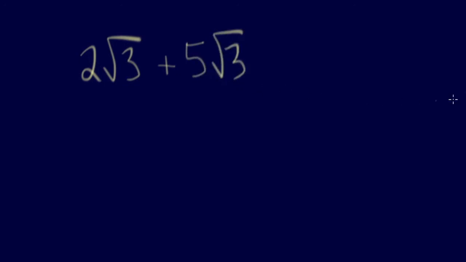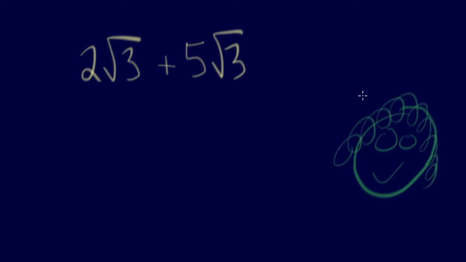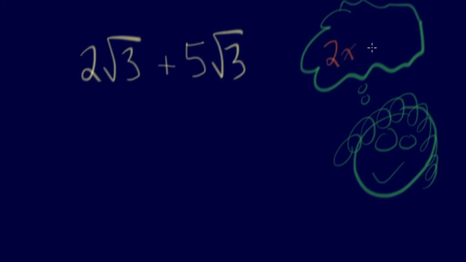Let's start off nice and simple. Let's just say that you had 2 root 3 plus 5 root 3. I want you to think of the root 3 like a little kid thinking about radicals. And I want you to think of this question as 2x plus 5x. So what I've done there is I've replaced the root 3's with x's.